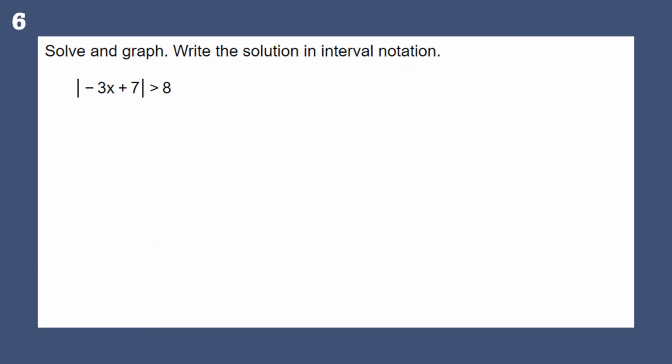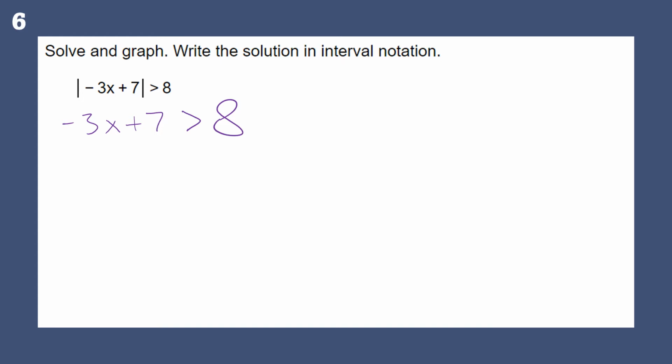Solving and graphing this absolute value inequality. Now, the good news is the absolute value is already by itself. So we're going to write it as two separate inequalities. The first one's going to be negative 3x plus 7 is greater than 8. Notice all I did was erase the absolute value signs.